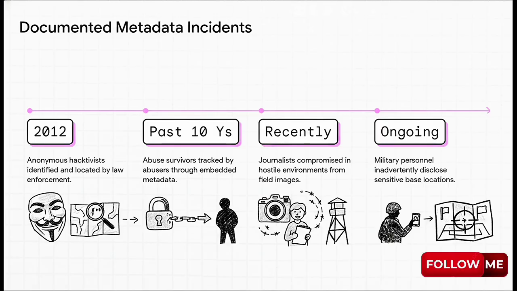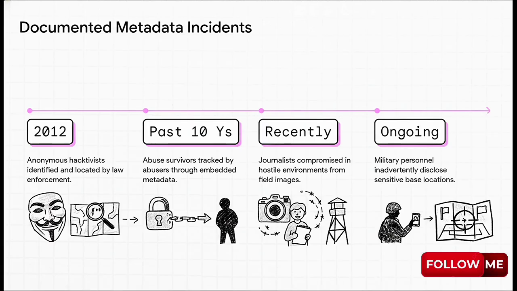Back in 2012, members of the hacktivist group Anonymous posted some photos online. The images themselves had zero visual clues as to where they were taken. But the metadata, oh, it did. And law enforcement used those exact GPS coordinates to track them right down. Over the past decade, we've seen multiple, truly tragic documented cases of domestic abuse survivors having their hidden locations revealed to their abusers entirely through the metadata of a seemingly harmless photo they shared online.